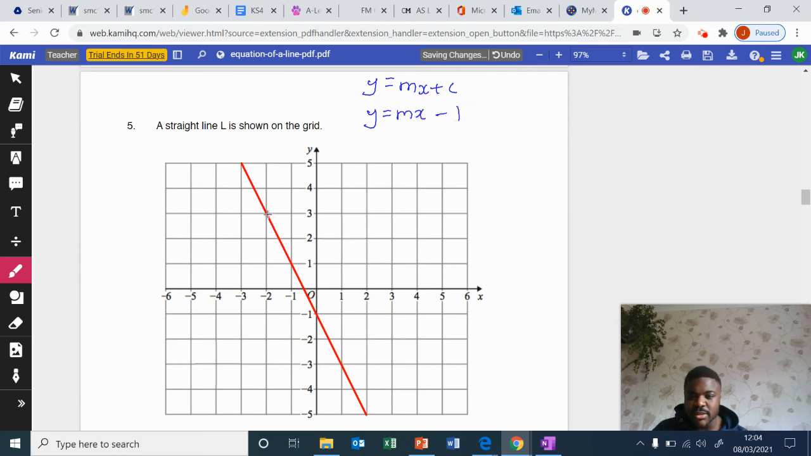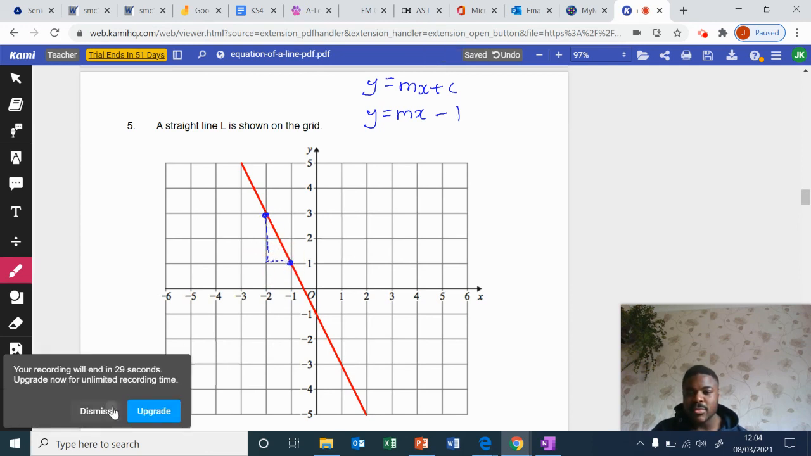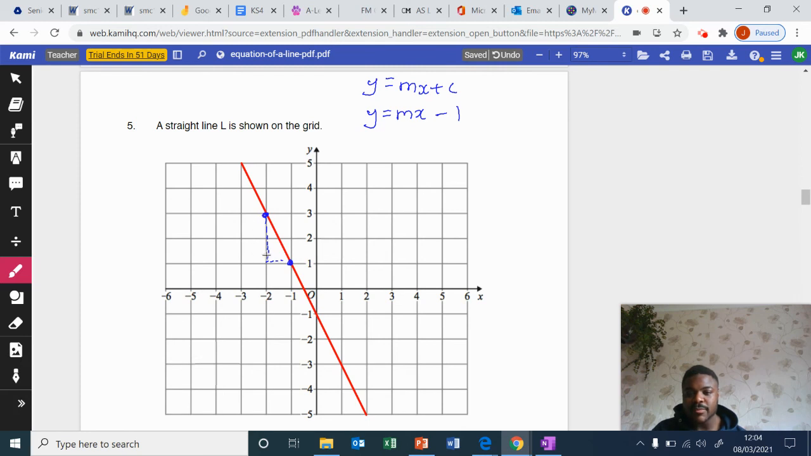And then let's pick 2 points. So I've got this point here that I can see, and I've got this point here that I can see. And this time, remember we read from left to right, it's going down. So it's going from 3 down to 1. So the change in y is actually minus 2. And then the change in x is 1. And that gives you minus 2. So here we have y equals minus 2x minus 1. Okay? And there we go.